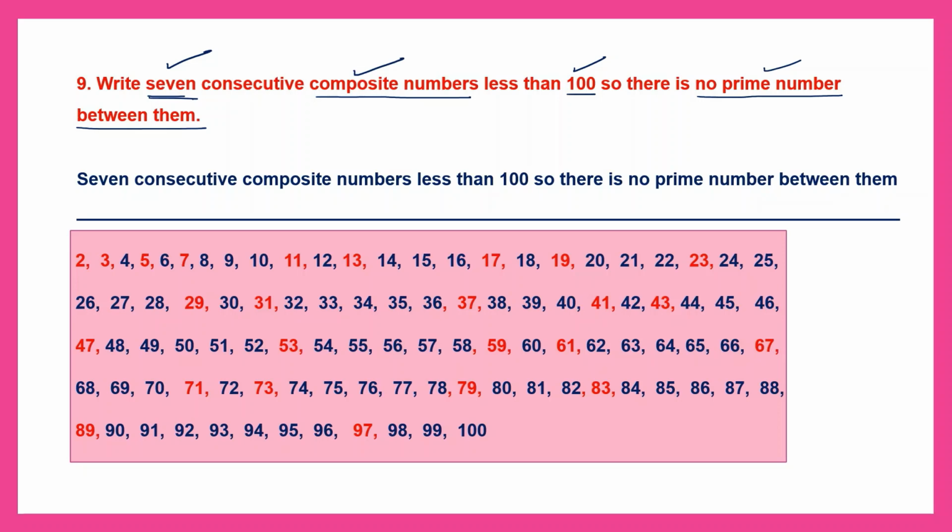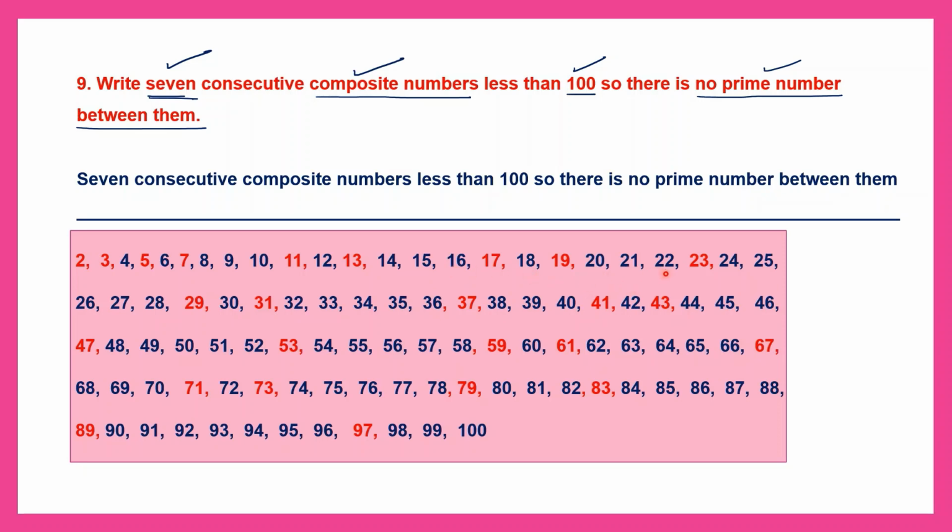And all those that are marked in red, as you can see, are prime numbers. All the others in blue are composite numbers. Now we should get 7 consecutive composite numbers, one after the other. Let's see if there are 7 numbers. We need to get 7 consecutive, continuously.